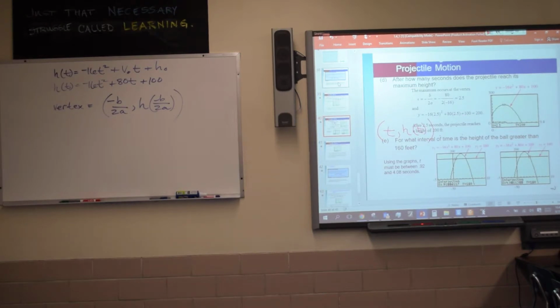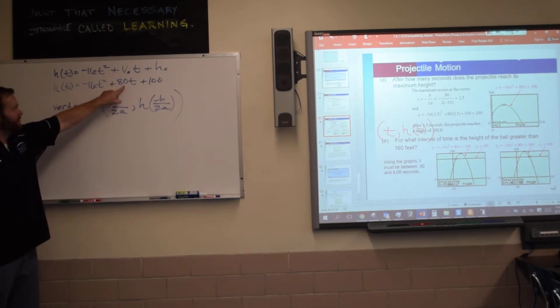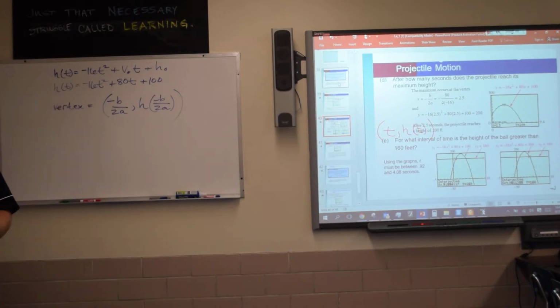So the vertex is the opposite of b over 2a, comma, h of the opposite of b over 2a. What we're going to do is take this number, the opposite of that number, divided by 2 of those. See what that provides me, and that will be a time. That will be the time at which we reach our maximum. We then plug that number back into the function, and that will tell me the height that the maximum is at. Does that make sense?